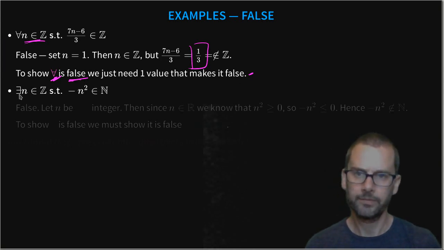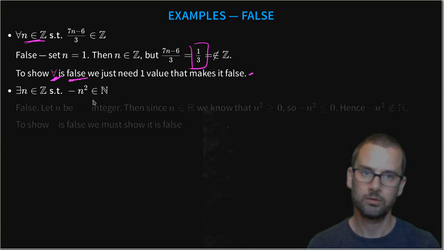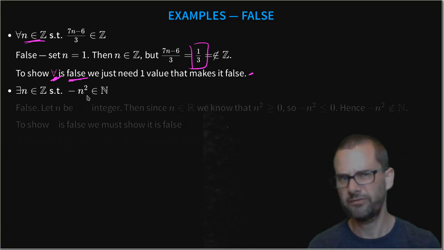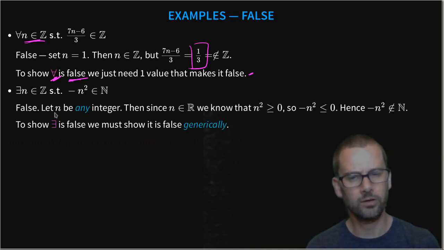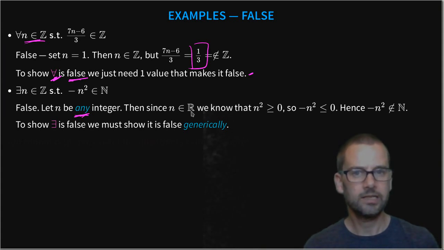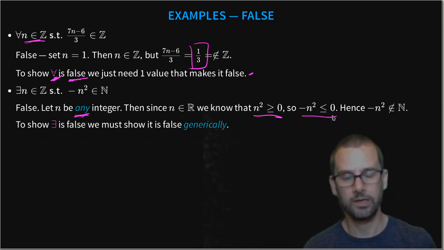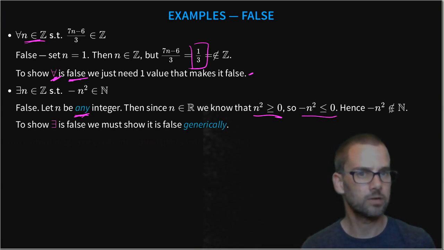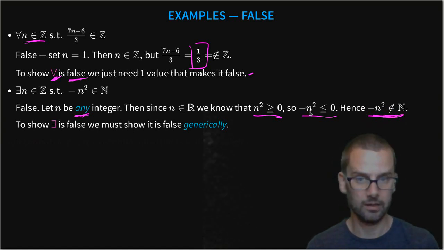Let's look at the next one. There exists n in Z so that minus n squared is a natural number. Now this is false. We know the square of anything is going to be bigger than or equal to 0. So when we multiply by minus 1, we're definitely getting something that's 0 or negative. And that's all we really need to write out. So this is false. Let n be any integer. Then since n is a real number, we know that n squared is bigger than or equal to 0. So we know that minus n squared is less than or equal to 0. The natural numbers only contain positive things, so minus n squared definitely isn't in there.